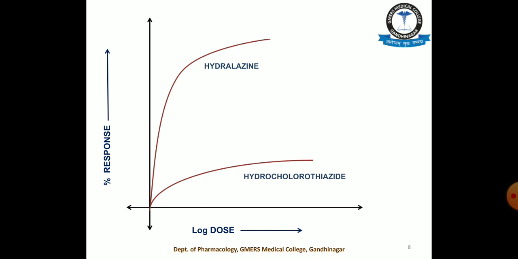Please don't bother or take tension if you cannot remember the name of the drug right now, but I want to tell you about the type of the curve and its clinical importance. So the curve of hydrochlorothiazide, you can see that it is flat. It is a flat dose response curve. And what is the interpretation of this flat nature? That even if you are increasing the dose, the percentage of the increase in the response is not much more.